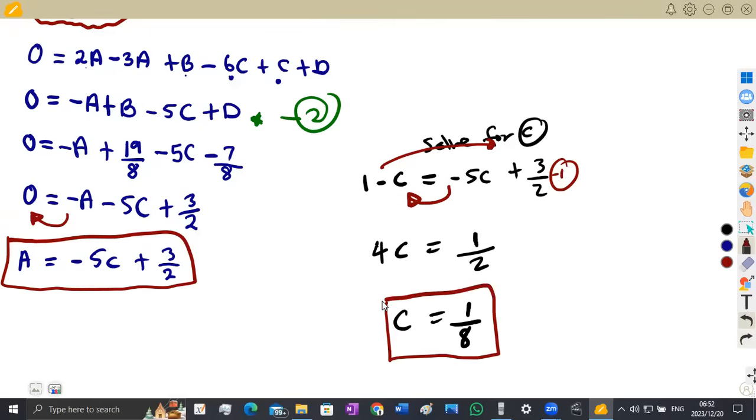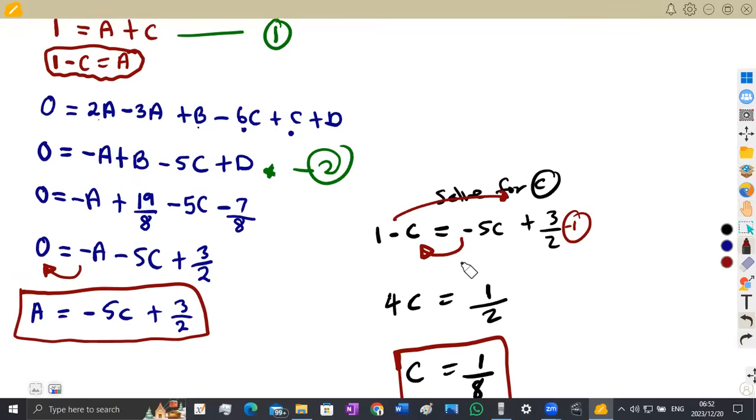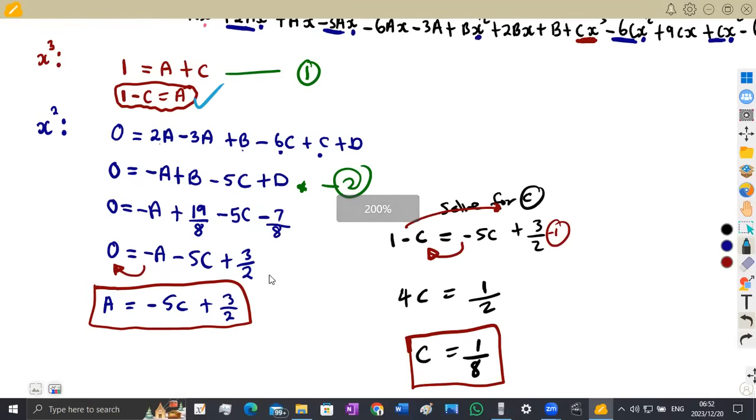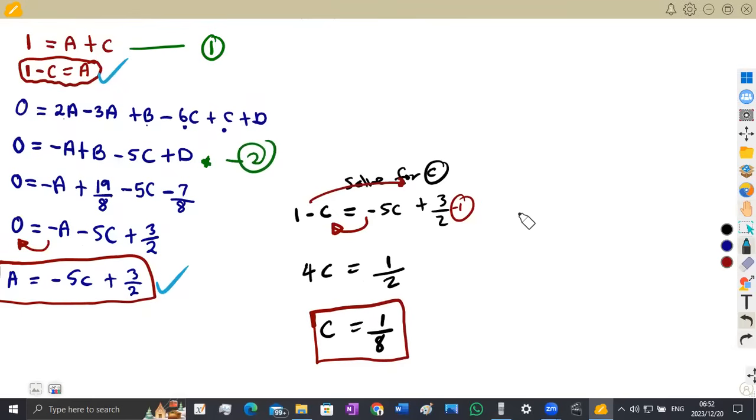All right, so if our C is 1 over 8, what about A? To find A, you can either substitute into the first equation, where A is already the subject, or you can substitute in the second equation. I'm going to take the first one because it's easier to use. A is equal to 1 minus C. So it's going to be 1 minus 1 over 8. So A is going to be 7 over 8. That's 8 over 8 minus 1 over 8, so it's going to be 7 over 8.